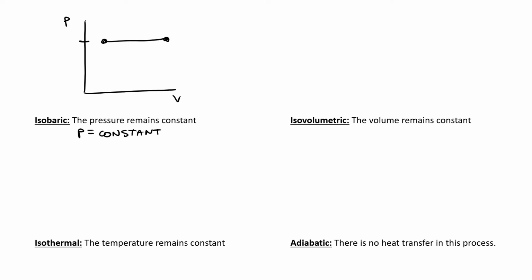Isovolumetric, that is the one where the volume remains the same. So there's our start. Here's our end point. And for an isovolumetric process, we have volume is constant and no work can be done.